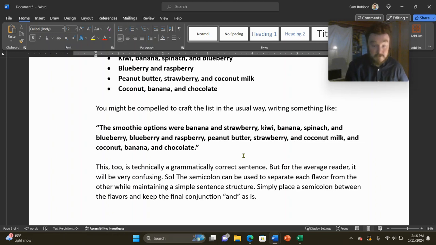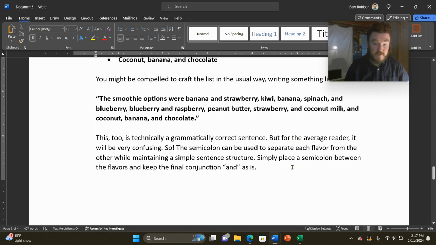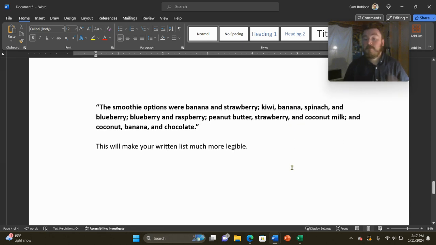So enter the semicolon. Here, the semicolon can be used to separate each flavor from the other while maintaining a simple sentence structure. So in a case like this, we simply place a semicolon between the flavors and keep the final conjunction and as is. So this and right here will stay. That will give us something much easier, right? The smoothie options were banana and strawberry; kiwi, banana, and spinach; blueberry and raspberry; peanut butter, strawberry, and coconut milk; and coconut, banana, and chocolate, right?